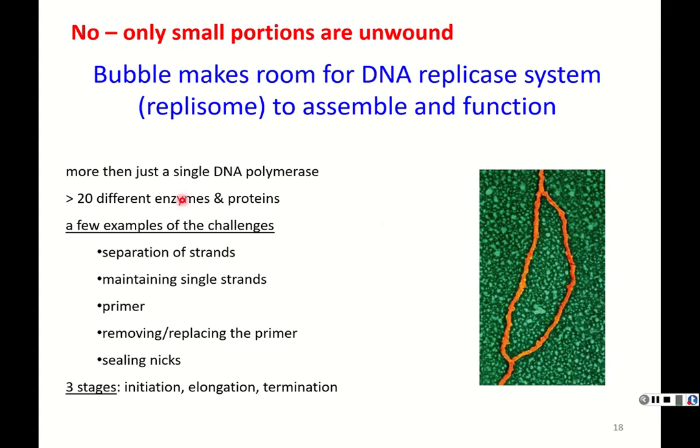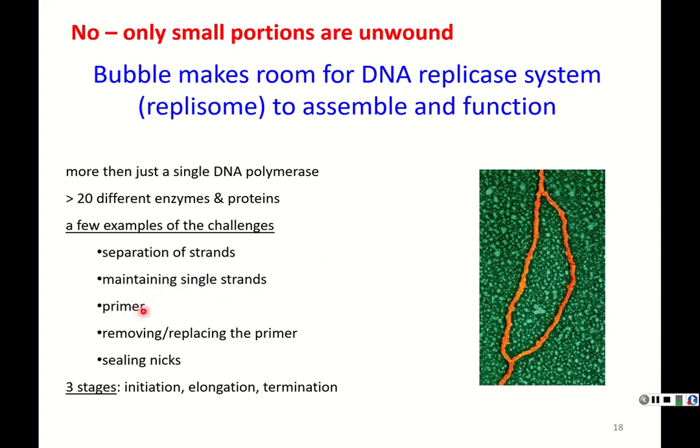And to do this, a number of different things are needed, more than just a single DNA polymerase. You need to do the separation of strands. You have to maintain them as single strands. Once you unwind this, these two strands would really want to bind back together because they're complementary. So you have to keep them maintained as single strands.